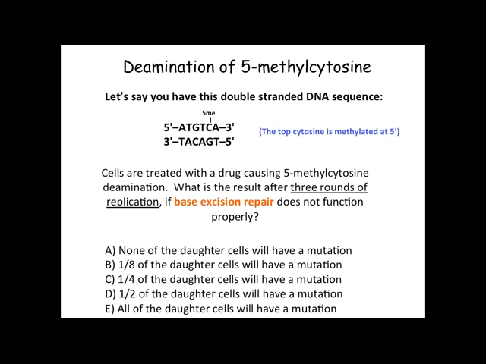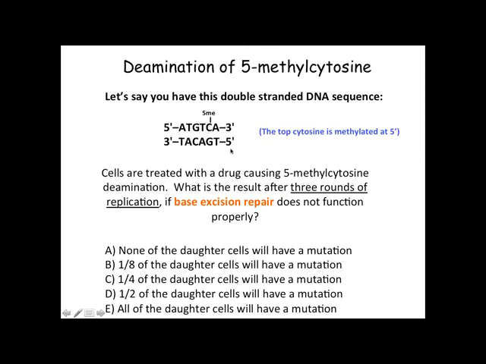So this question here will indicate the importance of repairing these mutations, these genetic changes. For example, let's imagine we have a double-stranded DNA sequence, and of course, it's anti-parallel, and we're going to say that this cytosine here is methylated in this location here. So this is a 5' methylation. This is now what we call a 5-methyl cytosine, and there are drugs that will in fact cause deamination of these methyl cytosines.